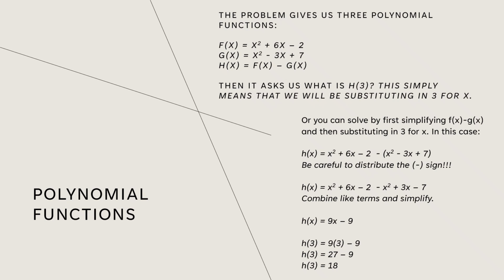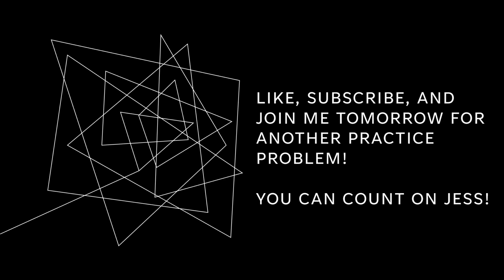Okay, so when you do that, you're going to get x squared plus 6x minus 2 minus x squared plus 3x minus 7. And so you find that h of x is equal to 9 times x minus 9. So now you can substitute in 3, and you find that 9 times 3 minus 9 is 27 minus 9, and you come up with the same answer of 18.